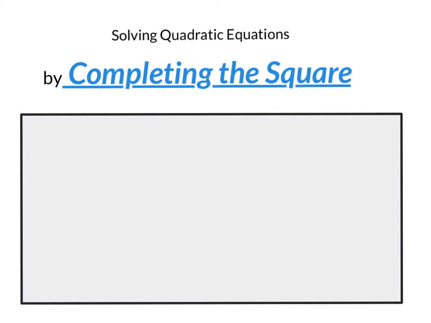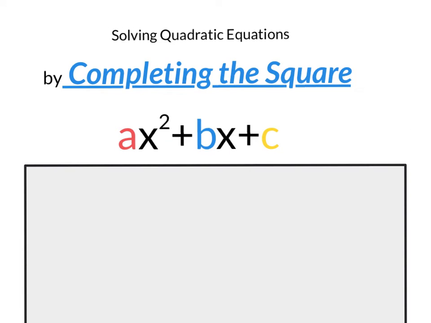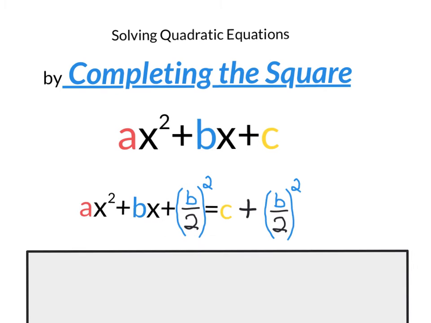Okay, so first of all, let's remember that our standard quadratic equation is ax squared plus bx plus c. Now, when we complete the square, the equation is going to look like this: ax squared plus bx plus half of b squared equals c plus half of b squared. Let me show you in some steps what that looks like on the next slide.